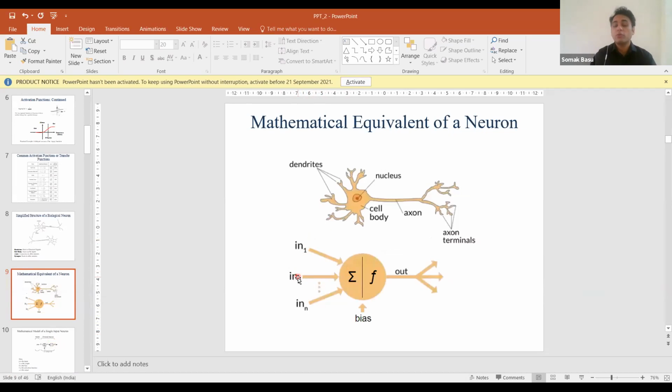Input 1, input 2, input 3, up to input n, where the subscript n denotes the different inputs fed to the neural net. After that, all these inputs get summed up over here. Then this F stands for an activation function or transfer function, which is nothing but the activation function we just saw. It is the logic that you use to take a decision, the way you process the data, and finally you produce the output.